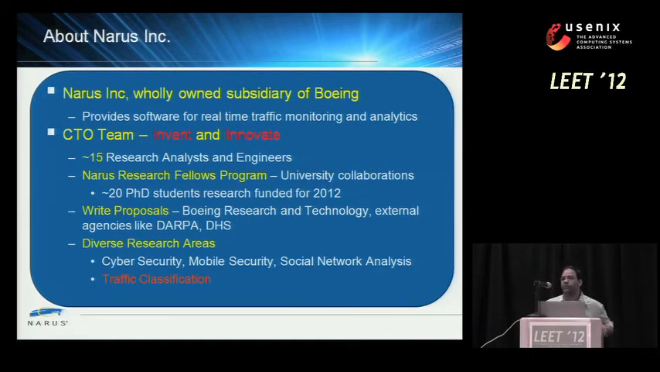As part of this program, this year, we are collaborating with 10 faculty members and 20 students on interesting research problems. An important aspect of our job is to write proposals to obtain funding from sources like our parent company, Boeing, and external sources like DARPA and DHS. Lately, we have been doing a lot of research in exciting areas such as cybersecurity, mobile security, and social network analysis. But given that our core expertise is in traffic classification, it still remains one of the major areas of research for our group.